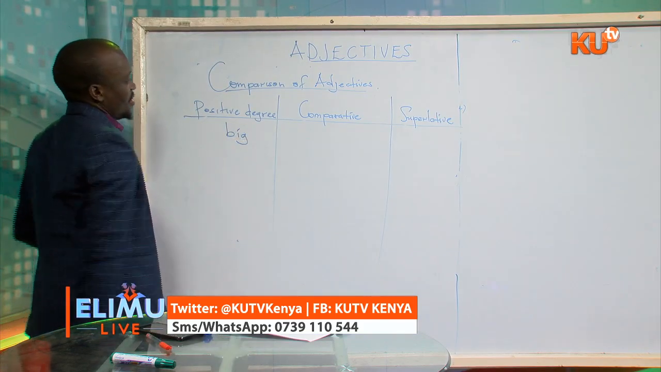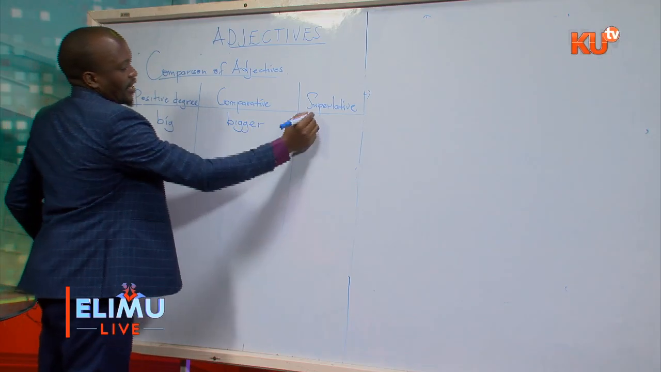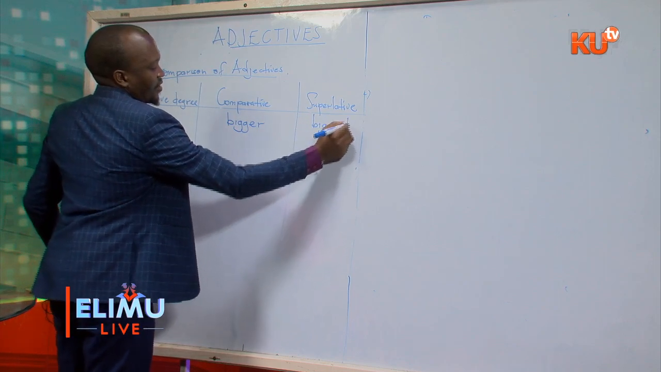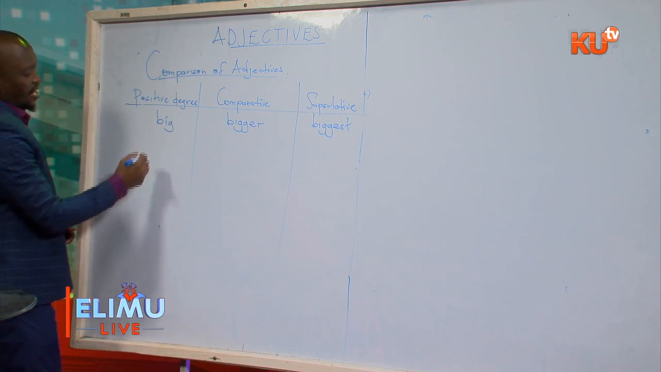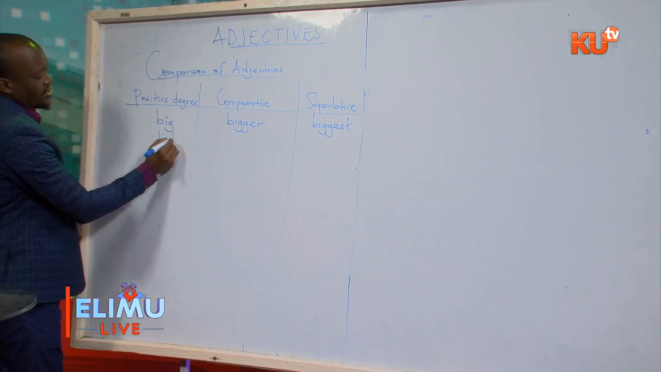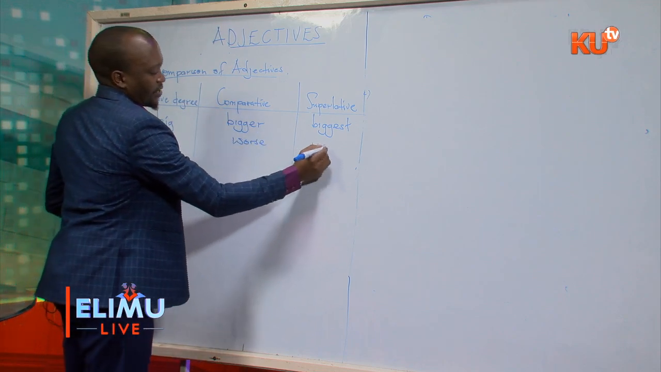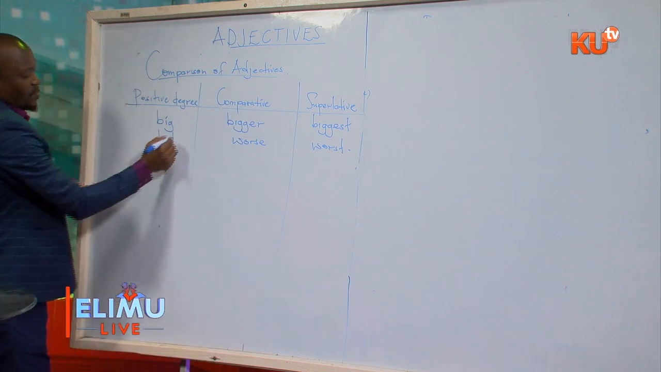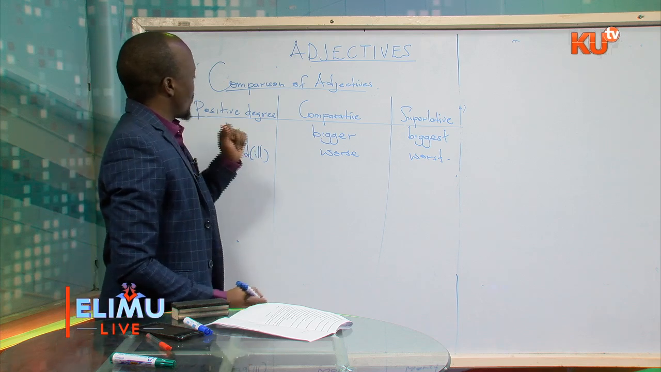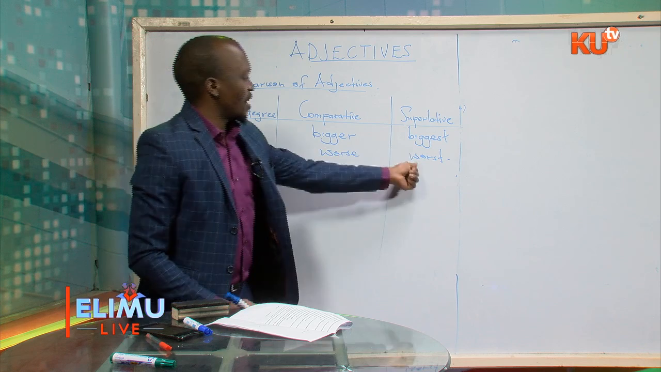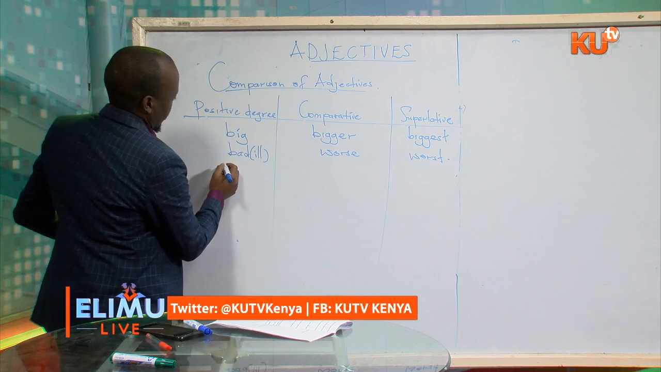I'll start from the very basic. I'll give a word like big, and you know the comparative of big is bigger. Then the superlative is biggest. I'll now not give these regular ones. I'll give one like bad. The comparative of bad is worse. And the superlative is worst. This word bad, you can also use the word ill. So when you come across the word ill, the comparative form of word ill is worse, then worst. Then I'll move to a word like tall.